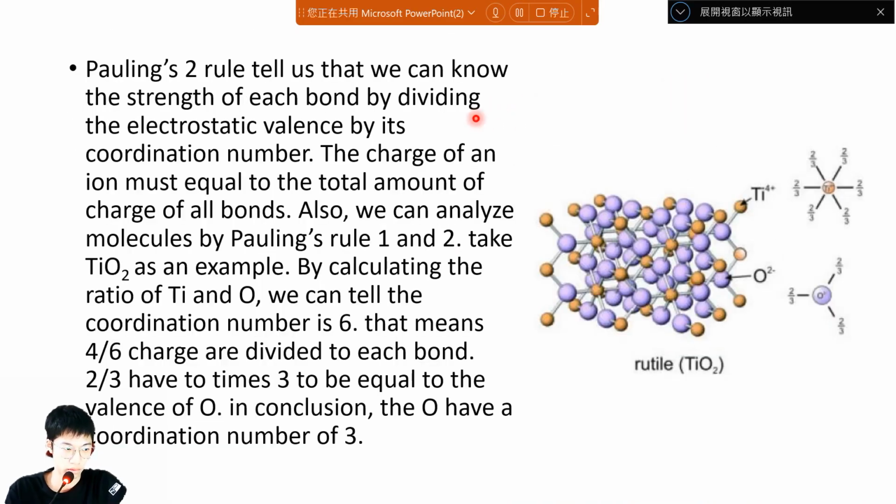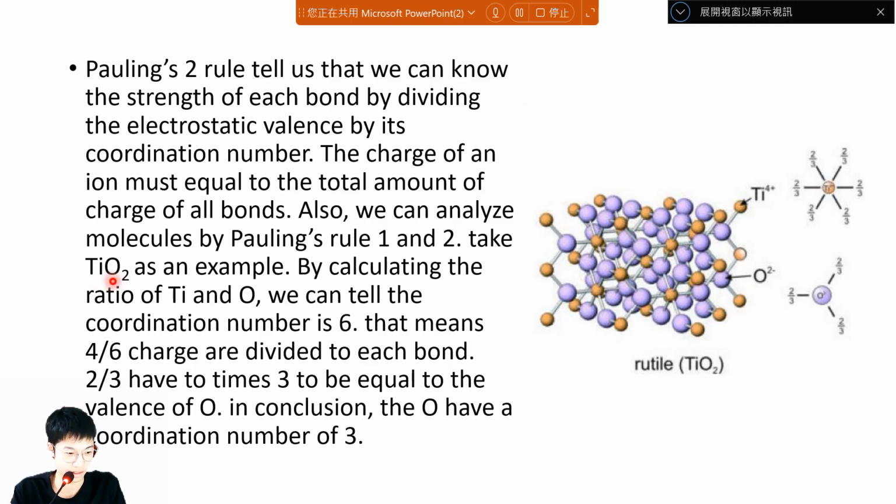Pauling's rule 2 tells us that we can know the strength of each bond by dividing the electrostatic valence by its coordination number. The charge of an ion must be equal to the total amount of the charge of all bonds. Also, we can analyze molecules by rules 1 and 2 together.